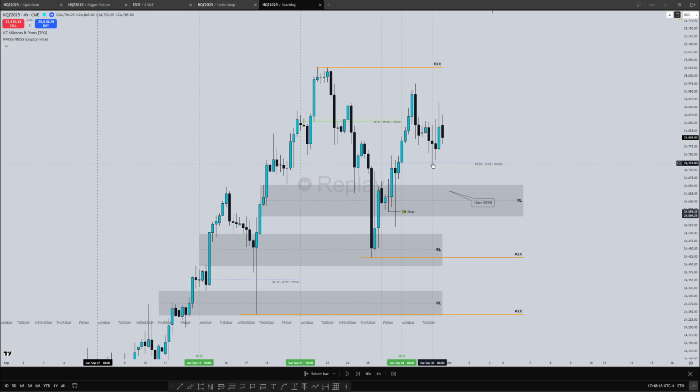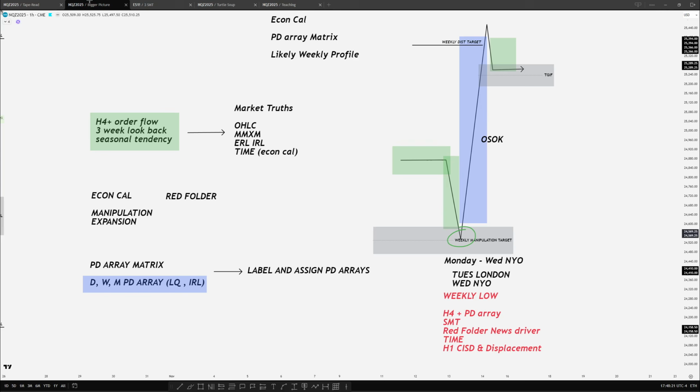So when we're talking about high probability versus low probability days, high probability is this most times. It's when you have the week, the day, and the session all lining up. There are going to be high probability days inside of this box as well as this box.